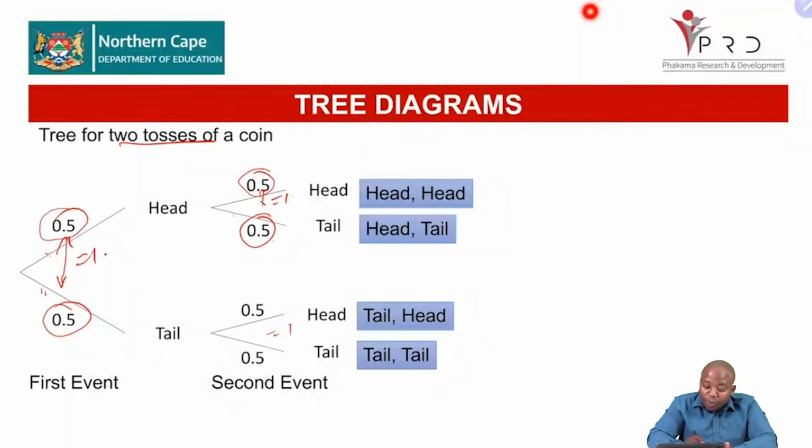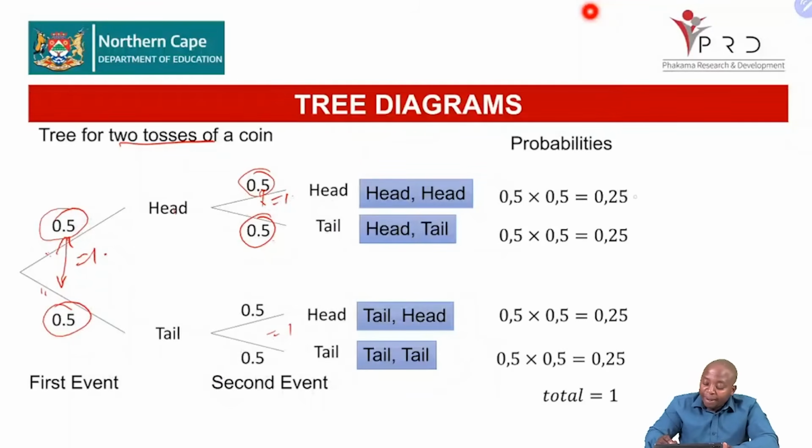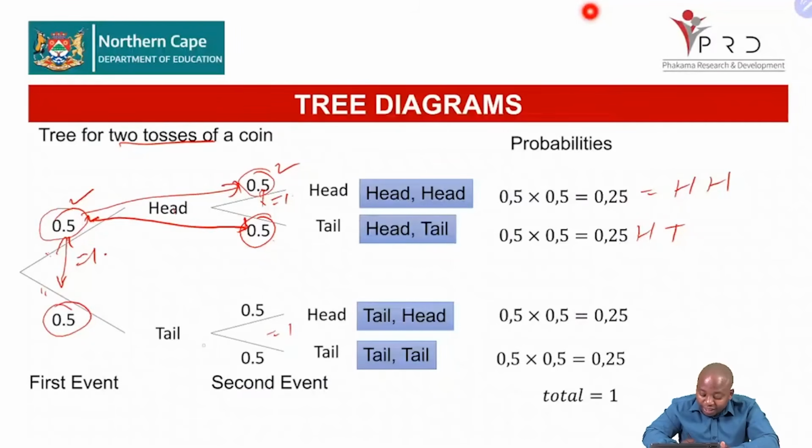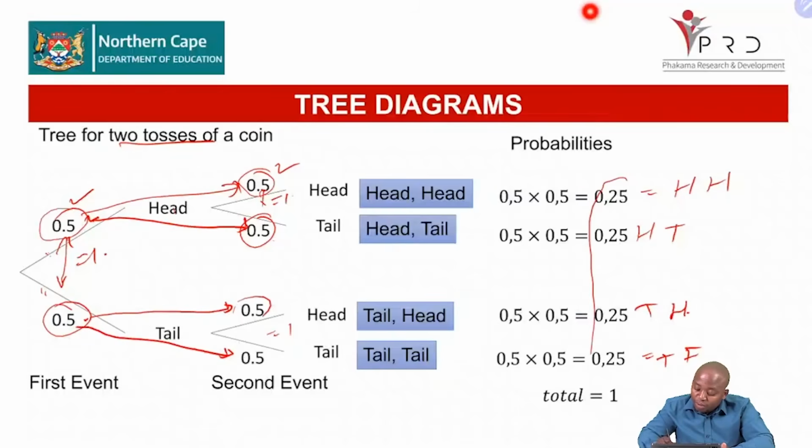Then on the second event, we can look at head-head, head-tail, tail-head, and tail-tail. Remember, for probabilities, we multiply along the branches. So we take this one and multiply by that one. The first one is H and H, the second one is H and T. Then the third one is TH, to get a tail on the first event and a head on the second event. The fourth one is going to be the tail and the tail, which is T and T. If we add all of these probabilities together, they will add up to 1.